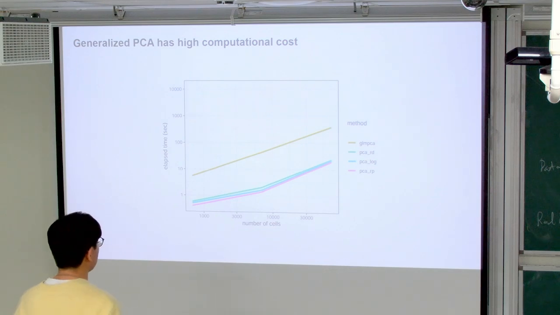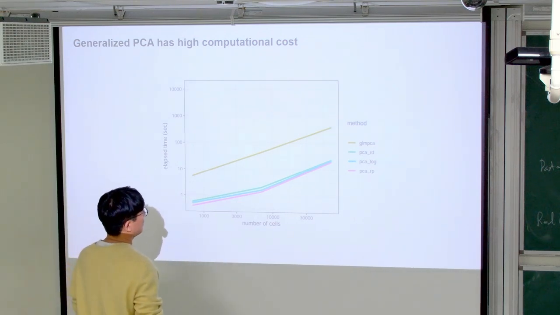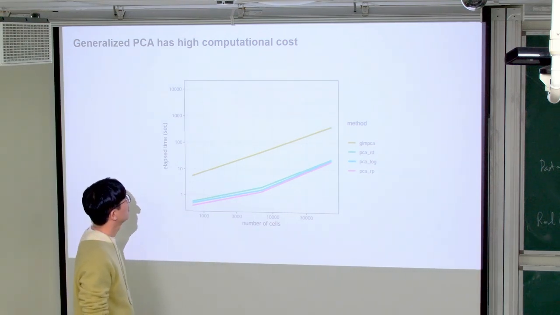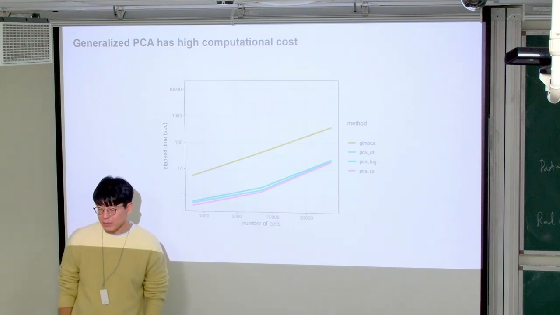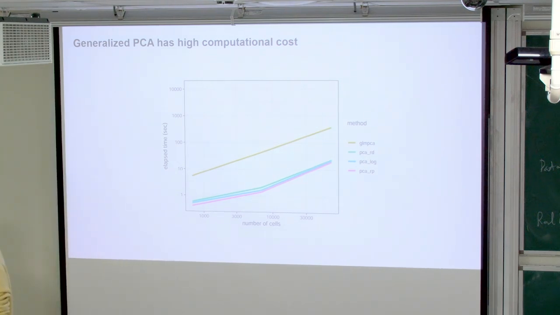Oh yeah, here is the computation speed. Yeah, and it's a tenfold difference. Yeah, right. That's the problem of generalized PCA, I think, because it's really an optimization.